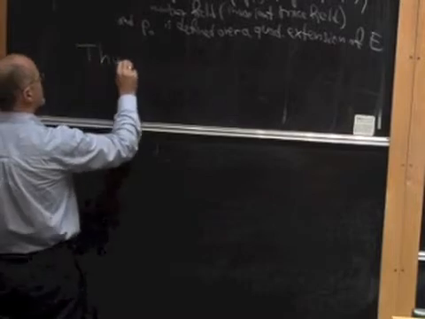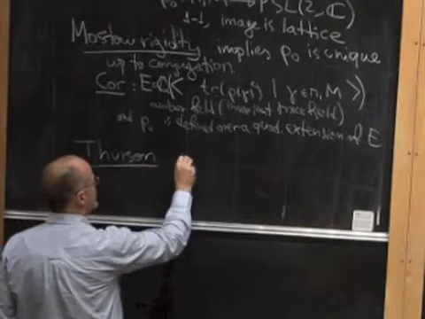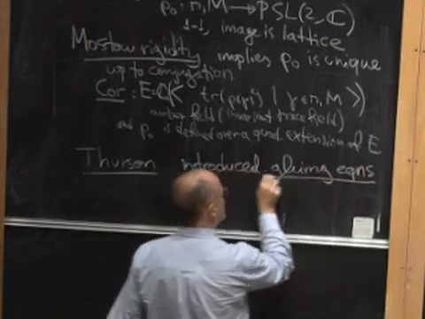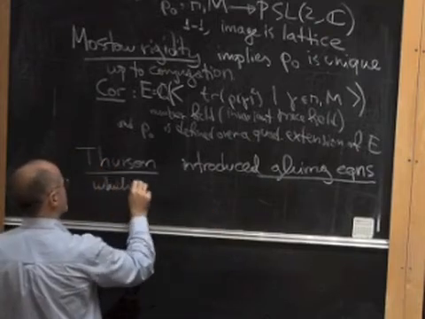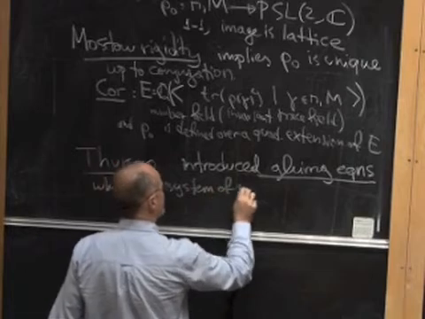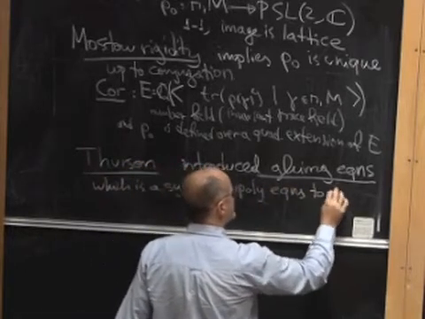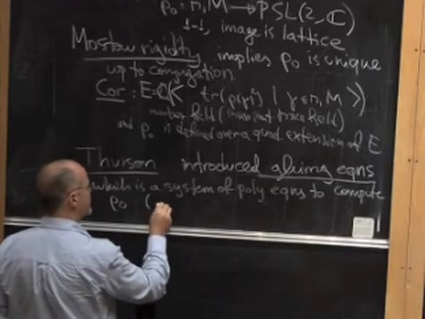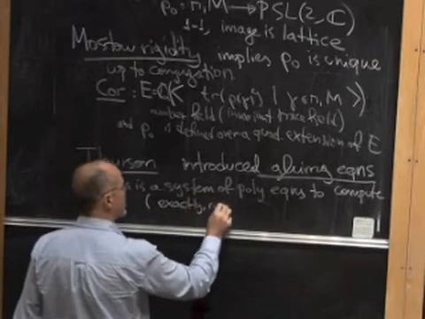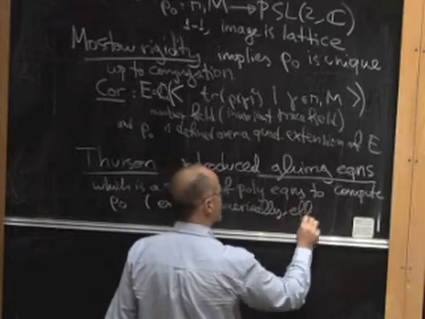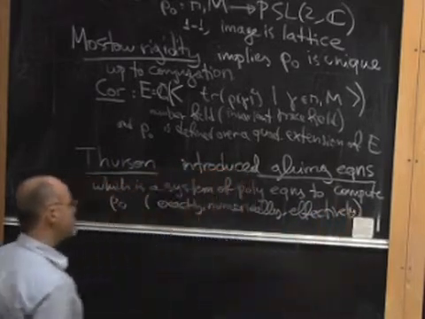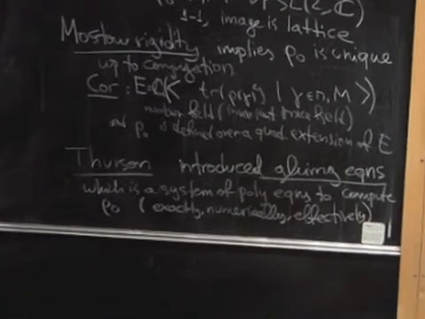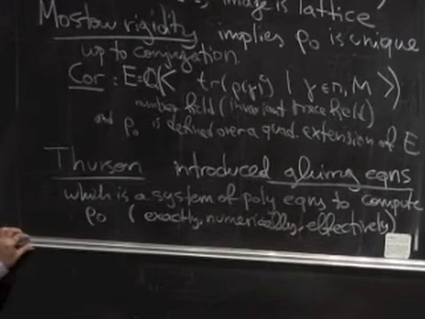So Thurston, in the late 70s, introduced something called the gluing equations, which is a system of polynomial equations to compute this discrete faithful representation rho 0. And by compute, I mean to compute exactly, numerically, and effectively. And one of his students, Jeff Weeks, in the early 80s, implemented that and made the first census of about 10,000 hyperbolic manifolds.